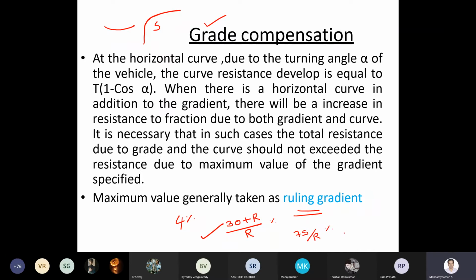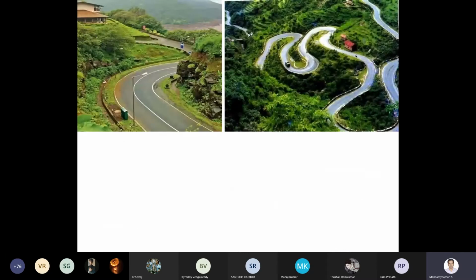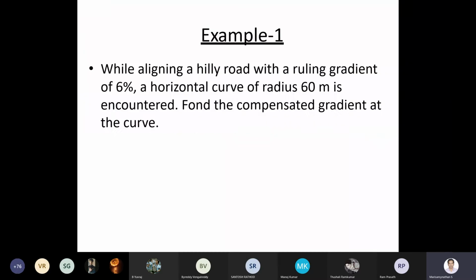Whichever one is the smaller, that can be taken as the grade compensation value. So probably when you are solving a problem, you will get the percentage we have to provide. This is with respect to the grade compensation. We will see one problem with respect to the grade compensation. Mostly this kind of scenario is observed in hilly stations only.